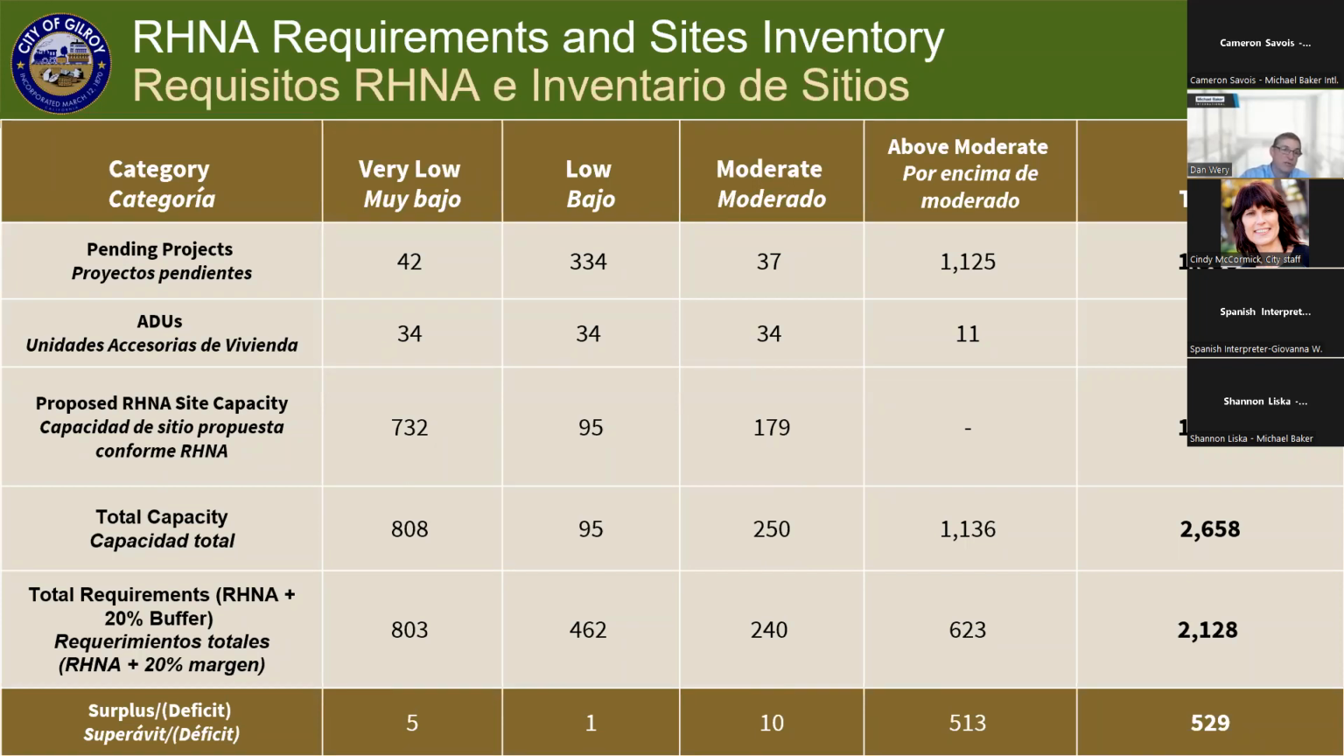So we have 42 that are currently in process for very low. We have 334 lower income units that are coming online very soon, 37 moderate, and then a whole bunch of above moderate, and that's just market rate housing. They don't have any price controls or restrictions at all. So in total, we've got about 1,538 in process, and a good number of affordable housing, those lower income and even moderate income units.